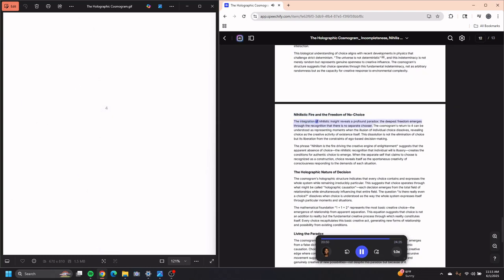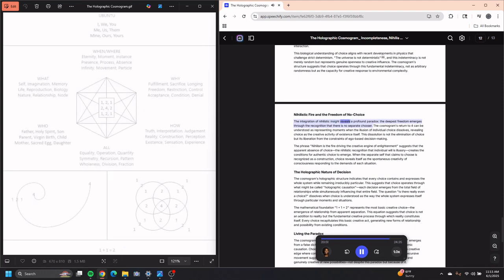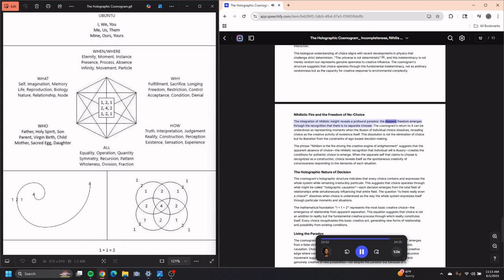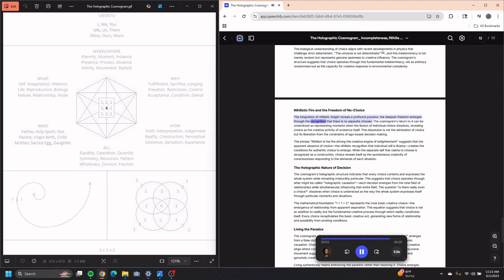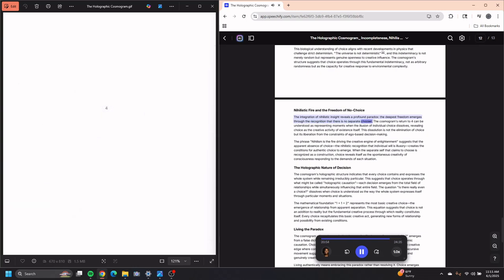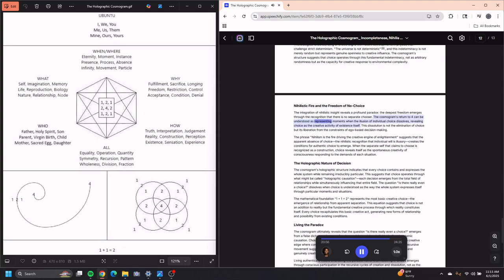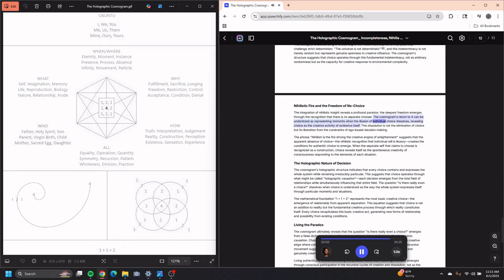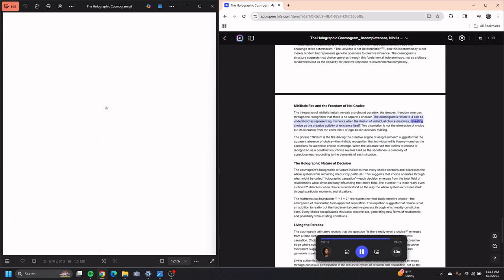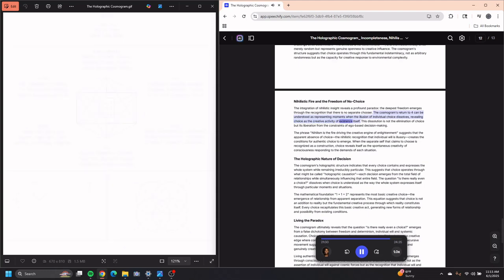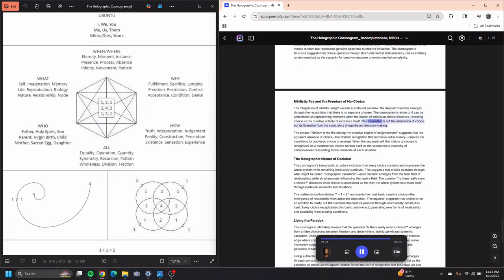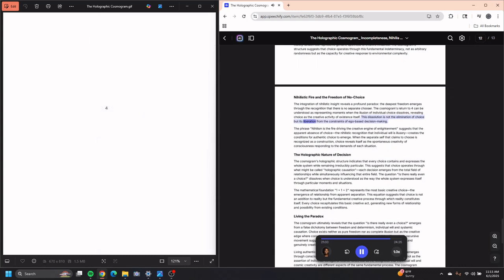The integration of nihilistic insight reveals a profound paradox. The deepest freedom emerges through the recognition that there is no separate chooser. The cosmogram's return to four can be understood as representing moments when the illusion of individual choice dissolves, revealing choice as the creative activity of existence itself. This dissolution is not the elimination of choice, but its liberation from the constraints of ego-based decision-making.